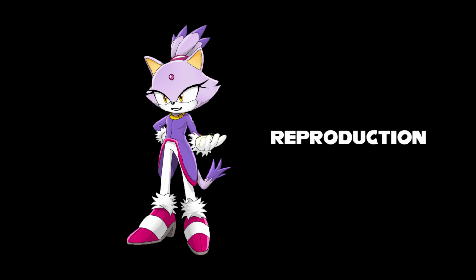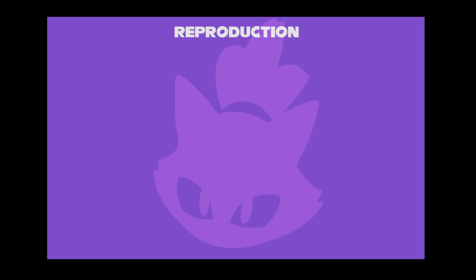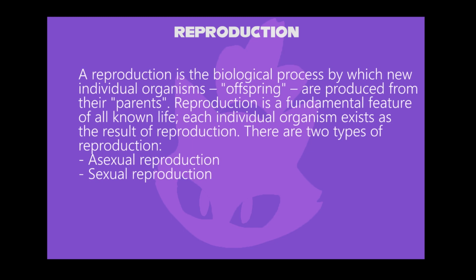I'm Blaze the cat. We will learn about reproduction. Here, reproduction is the biological process by which new individual organisms, offspring, are produced from their parents. Reproduction is a fundamental feature of all known life.